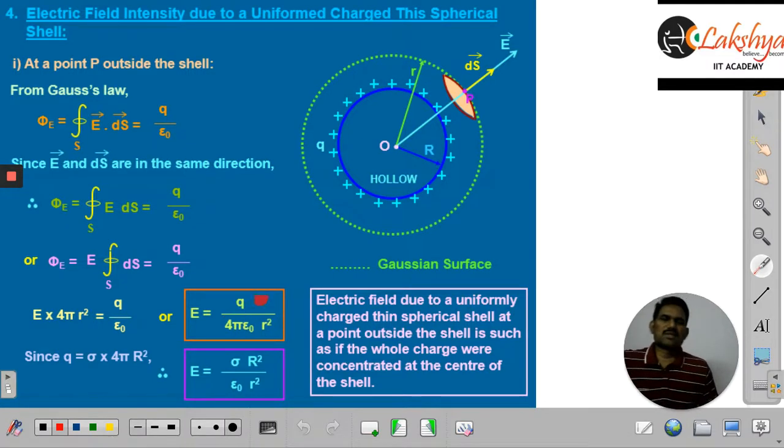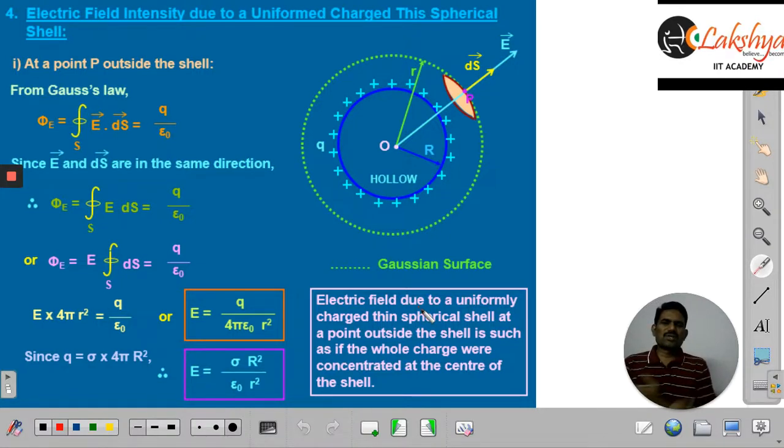That means we can consider it as a point charge placed at the center, which is nothing but our shell theorem. Previously we derived this by using the shell theorem, and in gravitation also we derived it by using the shell theorem. Now we derive it using Gauss law, and by taking it as a point charge we get the same expression. By using Gauss law also we can derive it like this.